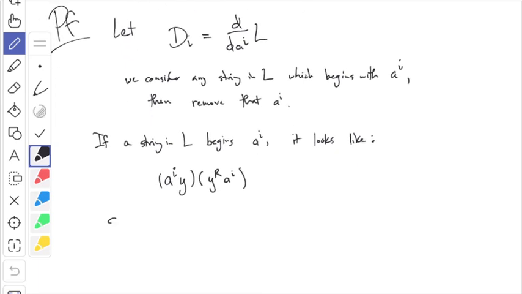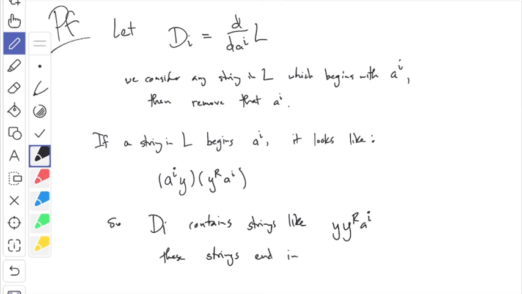And so that means DI contains strings like Y, Y to the R, A to the I. I just wrote what I wrote before, but I removed the A to the I from the beginning, right? This is what the elements of DI look like, the derivative. So these strings, in particular, end in A to the I. They have A to the I at the end of them.